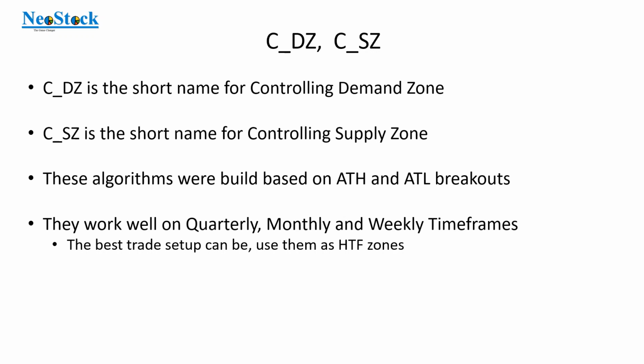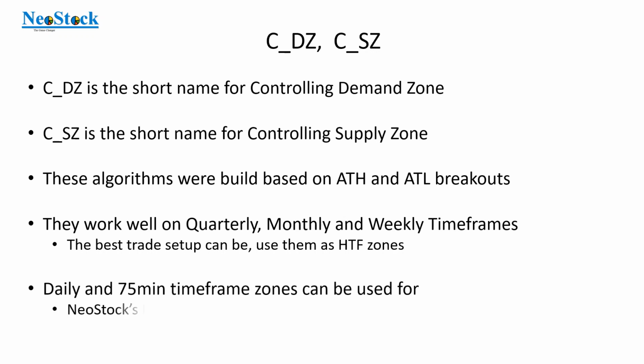If you are using a weekly time frame as the HTF time frame, then this is a WIT trade setup. Or if you are using this high liquidity zone as a monthly higher time frame zone, then it is going to be a monthly income trade setup. Quarterly means quarterly income trade setup. In those income trade setups, you can use the controlling demand zone and controlling supply zone as higher time frame zones. This is the best trade setup, and especially swing traders get the maximum benefit.